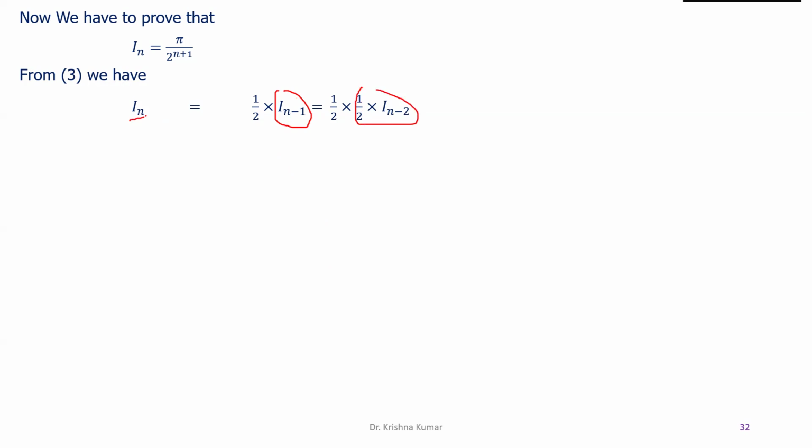Like that, if we replace n by n minus 1, then I n minus 1 can be written as 1 upon 2 I n minus 2. It can be written as 1 by 2 into 1 by 2, which is 1 by 2 whole square, into I n minus 2. Similarly, if we take again I n minus 2, which is equal to 1 upon 2 I n minus 3, so 1 by 2 whole to the power 3 into I n minus 3.